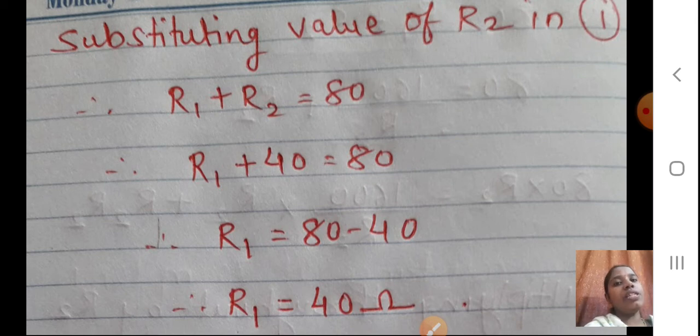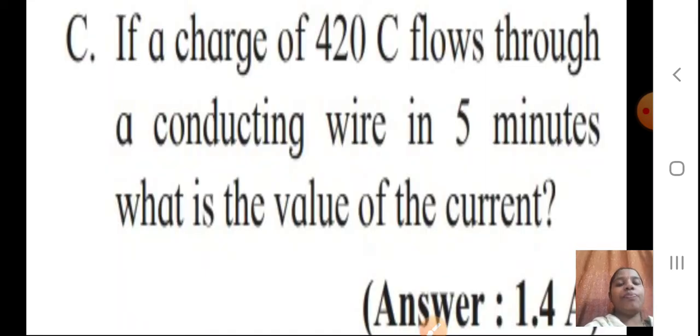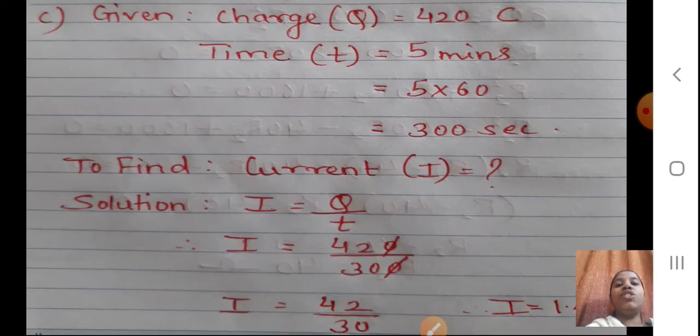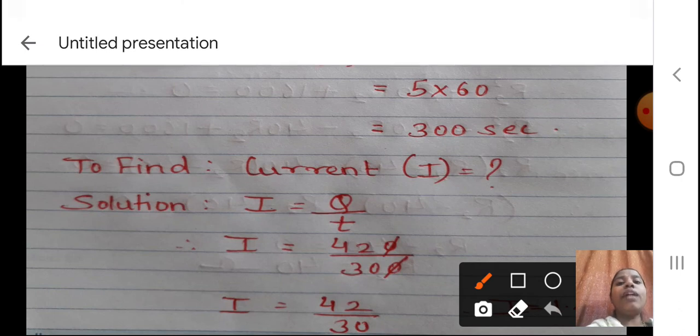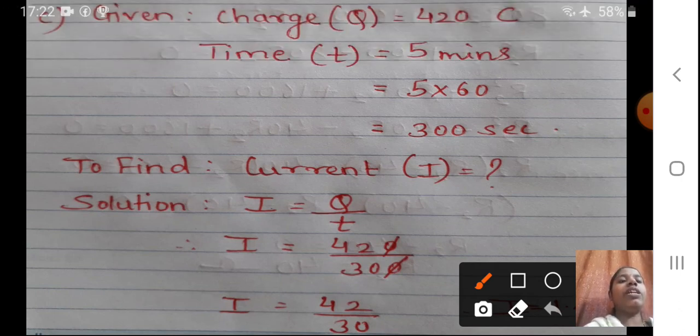Okay, should we proceed? Now the third sum. If a charge of 420 coulomb flows through a conducting wire in 5 minutes, what is the value of the current? We have to find the value of I. Charge is given to us, time is given to us. Very simple sum. Now you know what the given part is. Charge is given. Can you see I have written charge Q is equal to 420 coulomb. What is the time given to you? T is equal to 5 minutes, which I have converted to seconds. It will become 300 seconds.